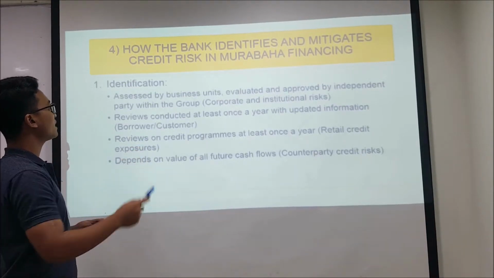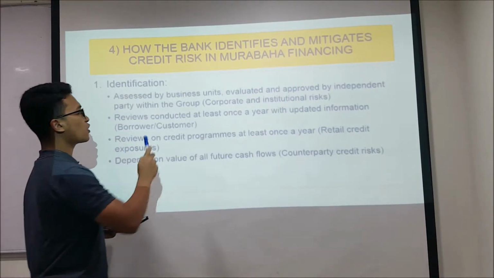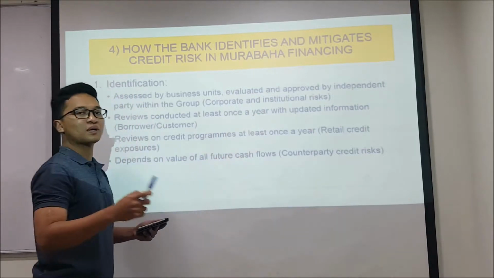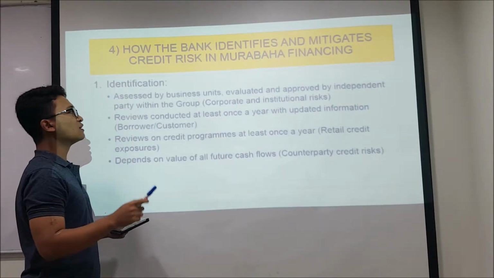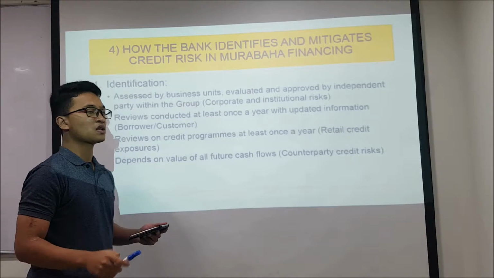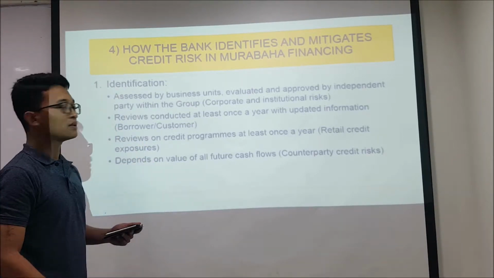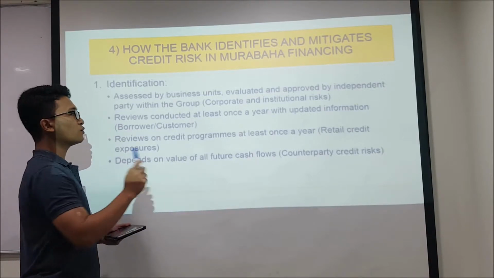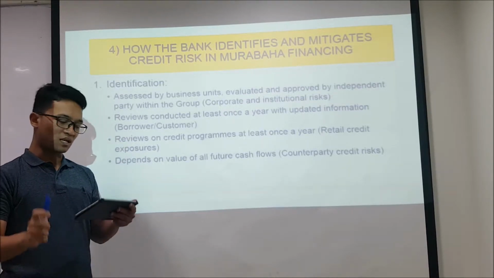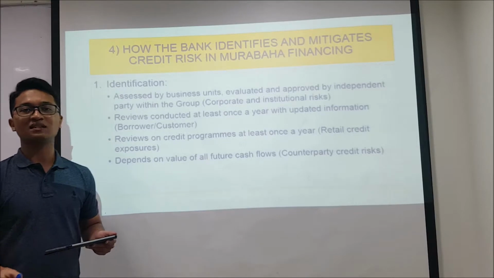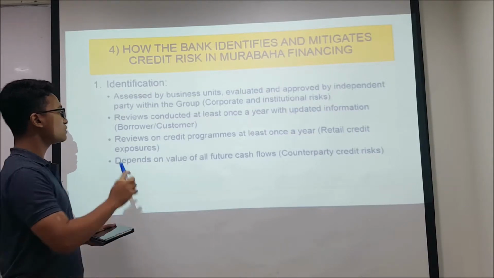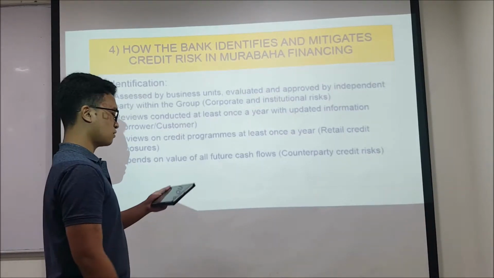Okay, for the first part, identification, we will start off with corporate and institutional risk. These two parties are assessed by business units and evaluated and approved by an independent party within the group itself. Next, for the borrowers and customers, reviews are conducted at least once a year with updated information about the borrowers' or customers' financial position, market position, industry and economic condition, and also economic conduct. For retail credit exposures, reviews are also made on credit programs at least once a year.